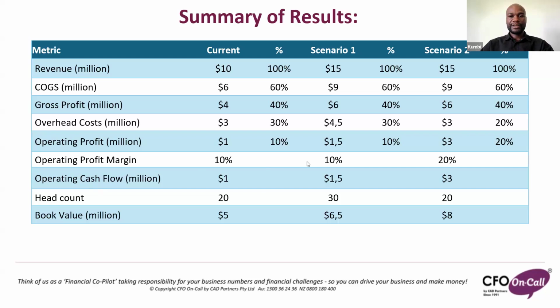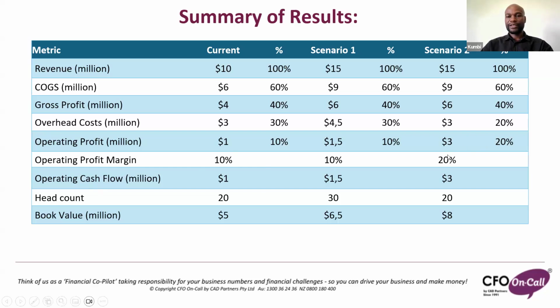So our operating margins here, 10% current. Scenario 1, they are still at 10%. That's the status quo. We are growing the business. We've not sacrificed our margins, but we have not gained in terms of profitability.